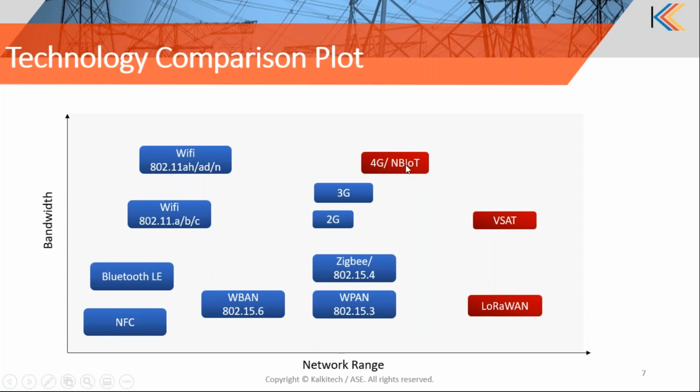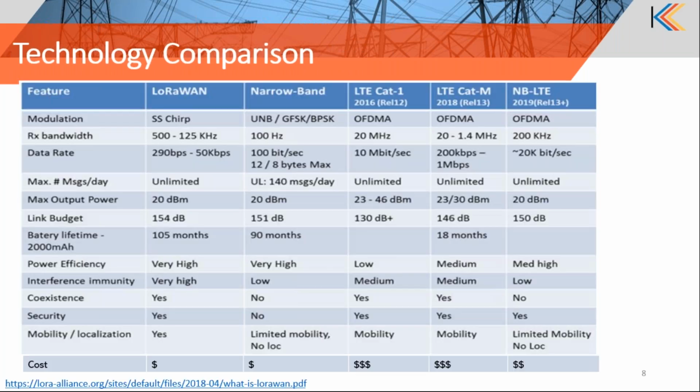Out of these three, we can rule out VSAT considering the operational and deployment cost of the network. So we have LoRaWAN and NB-IoT. Let's look in detail at these two technologies and what would be the best option for us to choose from.